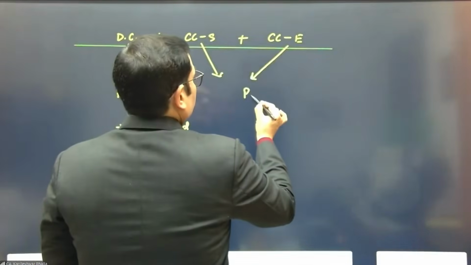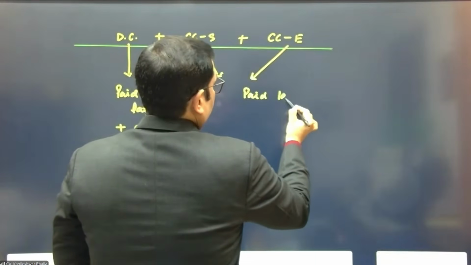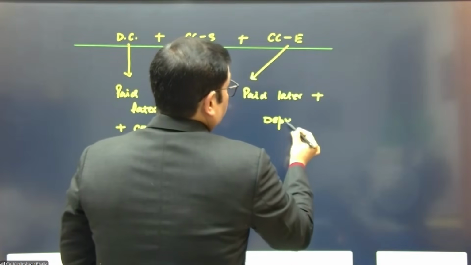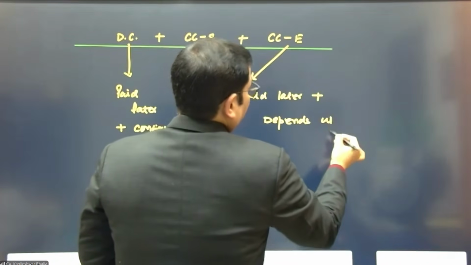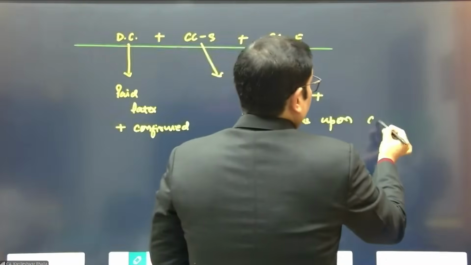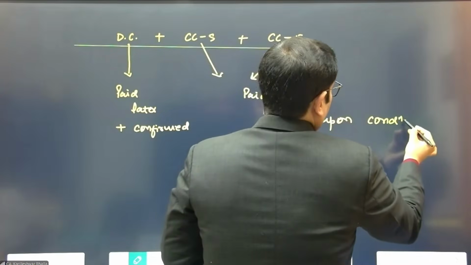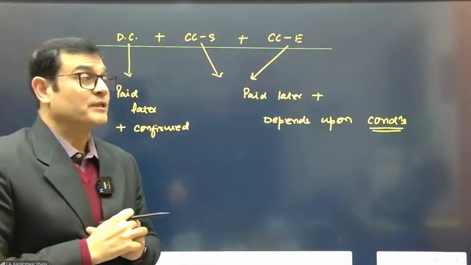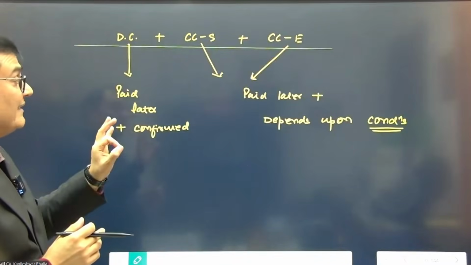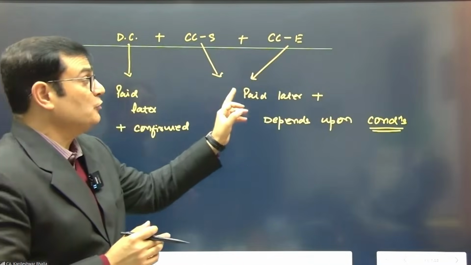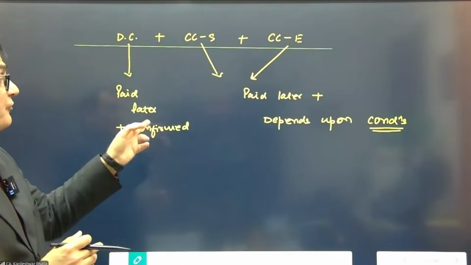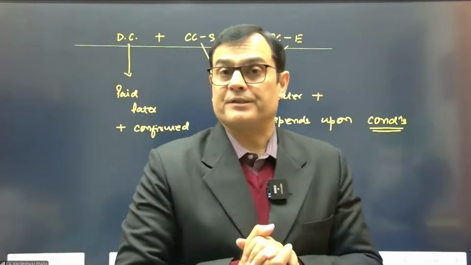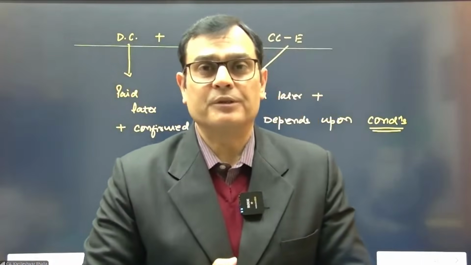And in contingent consideration, what is paid later depends upon conditions being met. So it is conditional, because if the conditions are met, then I'll make a payment, otherwise not. So the similarity is that it's paid at a future date, and the difference is that deferred consideration is a confirmed payment, but contingent consideration depends upon certain ifs and buts. And that's the reason I'm taking them together.